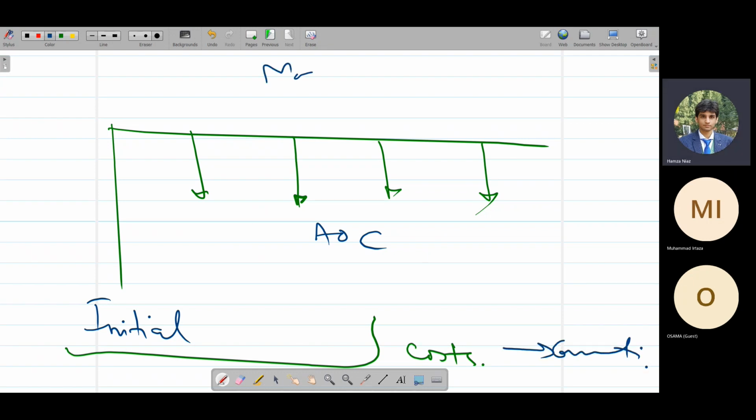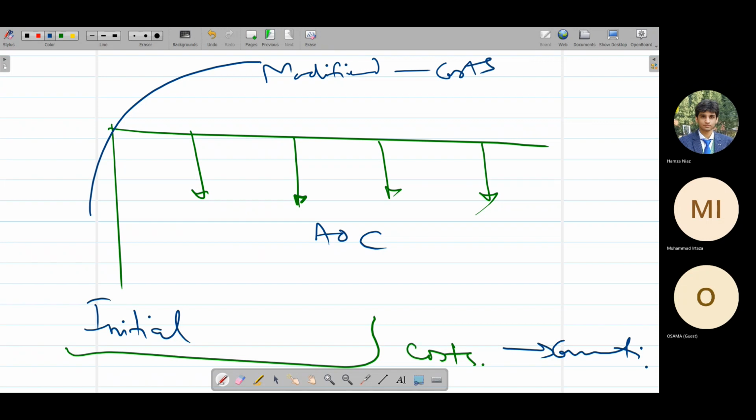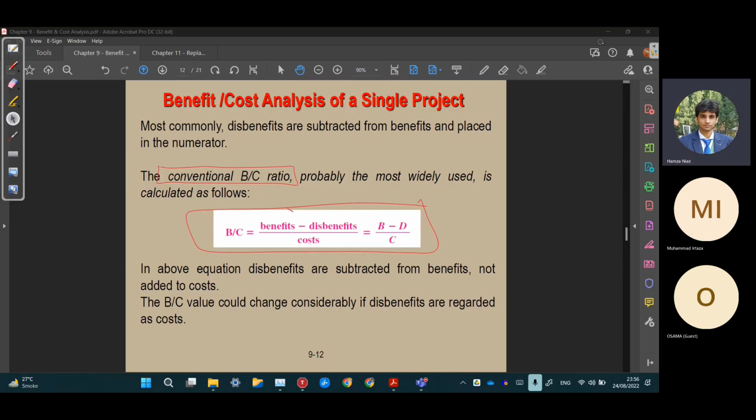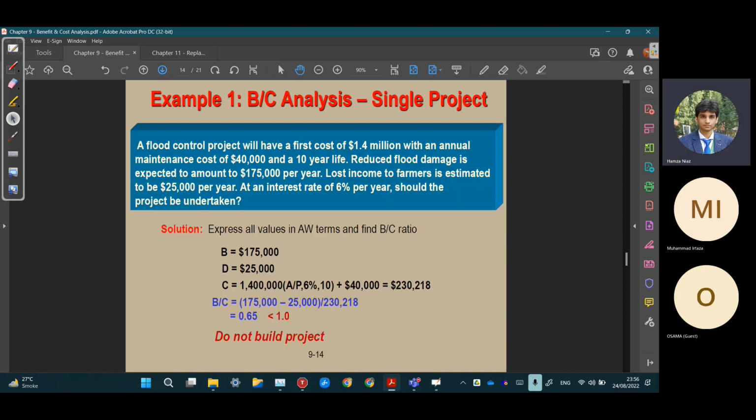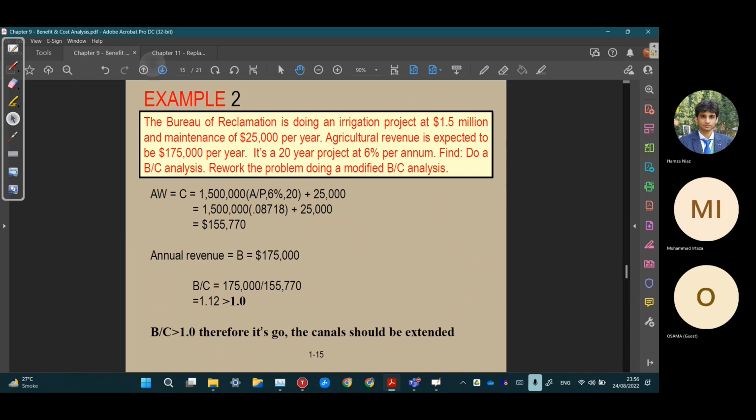In the modified one, we are only including the initial investment in the cost. We are subtracting the annual operating cost from the benefit. So the answer is a little bit different, but it depends on whatever they have asked in the question paper. So we are going to use that formula. There is some slight marginal difference between both approaches.